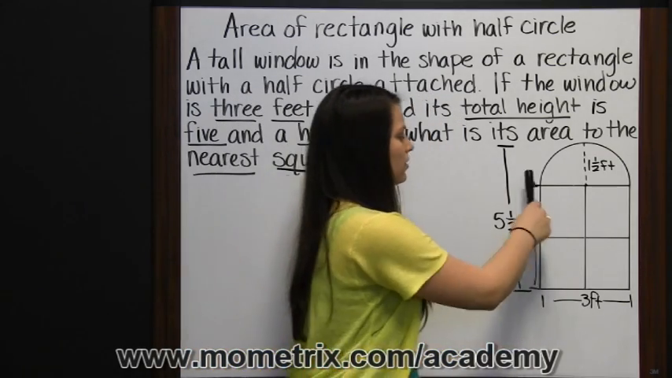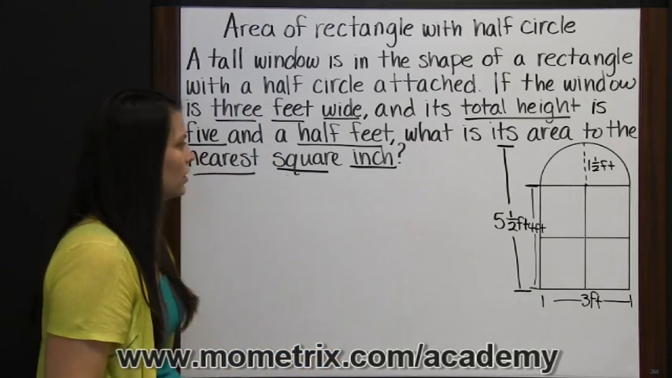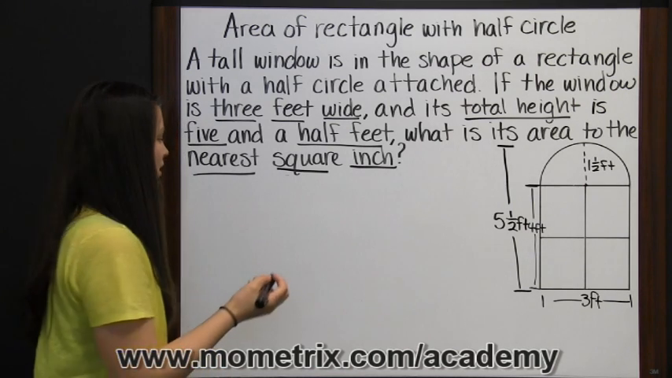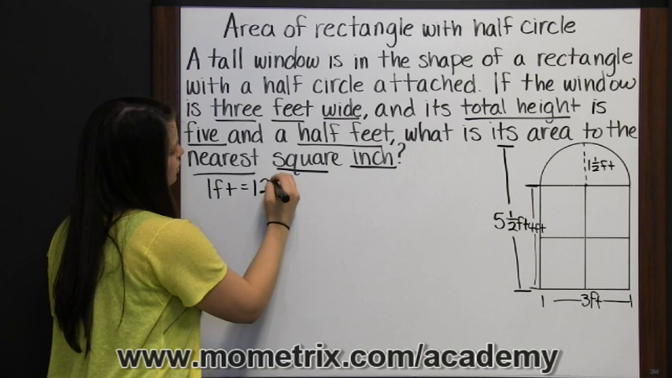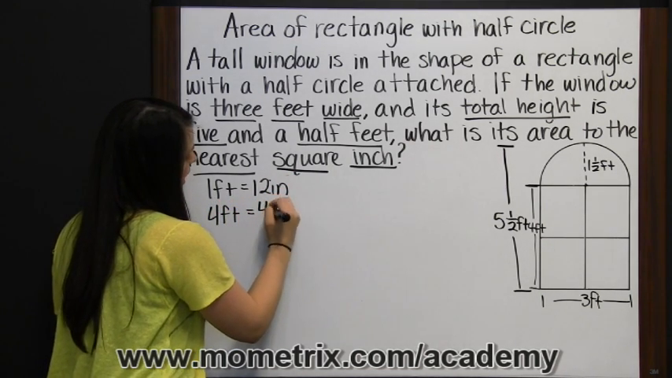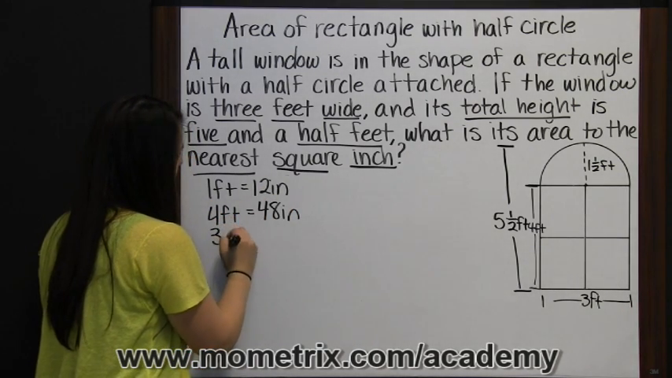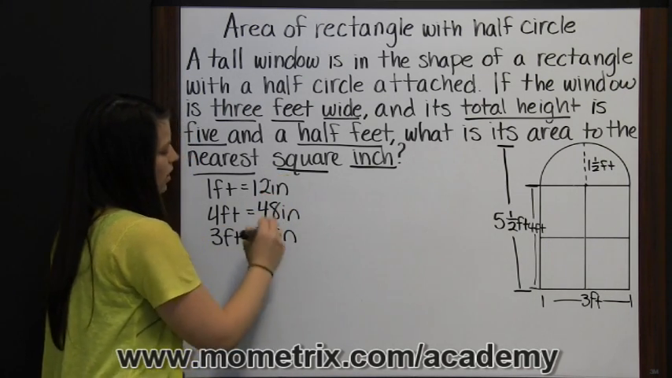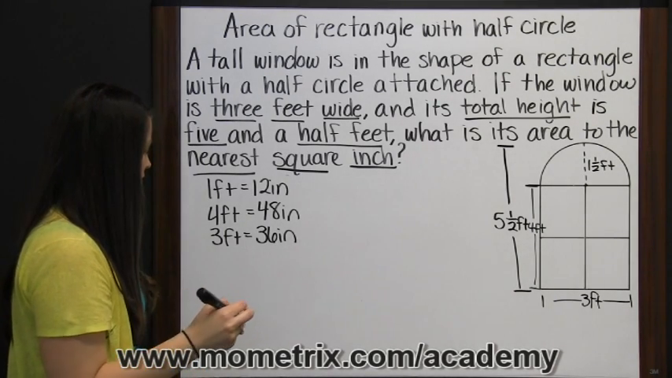And now that we know both the length and the width of our rectangle, we can find the area of the rectangle. But again, we need to find it to the nearest square inch, so we're going to start by converting. 1 foot is 12 inches. So 4 feet is 48 inches. 12 times 4, 48. And 3 feet is 36 inches. 3 times 12 is 36. So those are the dimensions we'll use to find the area of the rectangle.